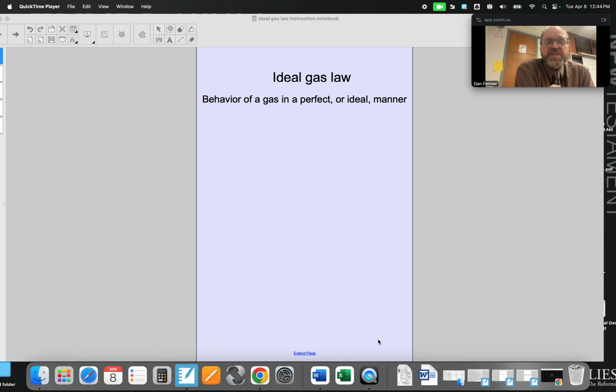We're looking at the last of the gas laws that we're going to look at in this section. It's referred to as the ideal gas law, which means it's a gas law behaving in a perfect or ideal manner. Now, we talked about the different gas laws we've had so far.